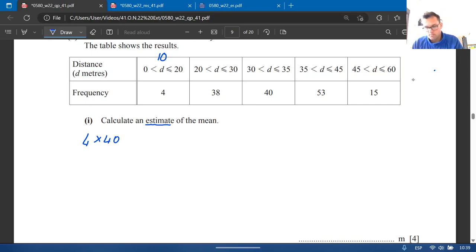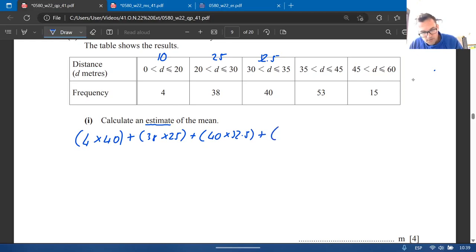We're just guessing. Okay. So those four students, we say together, adding all the lengths, about 40 meters that they threw the ball. So we just continue doing that. So next 38 students threw it somewhere between 20 and 30. So we say on average they would have thrown 25 meters. We get all those distances together. Next one halfway is 32.5. Half between 30 and 35 is 32 and a half. So 40 students throwing at 32 and a half. Then we got 53 students throwing between 35 and 45, so that's 40.